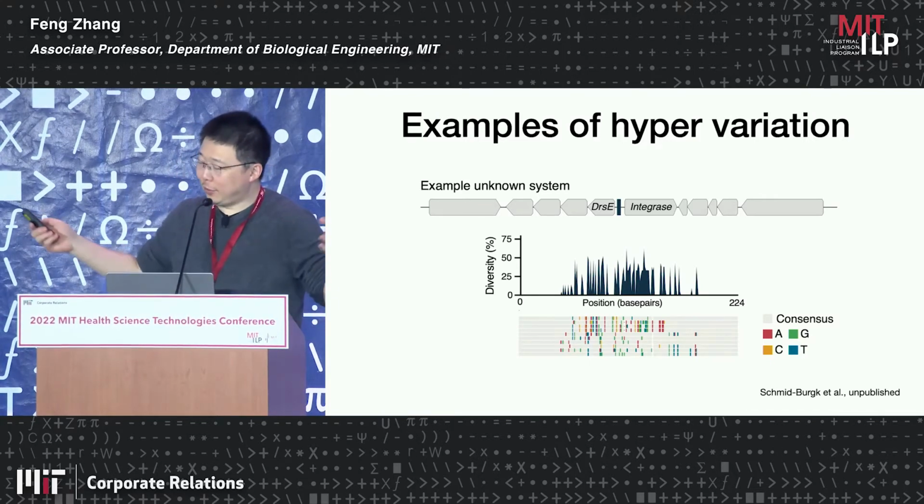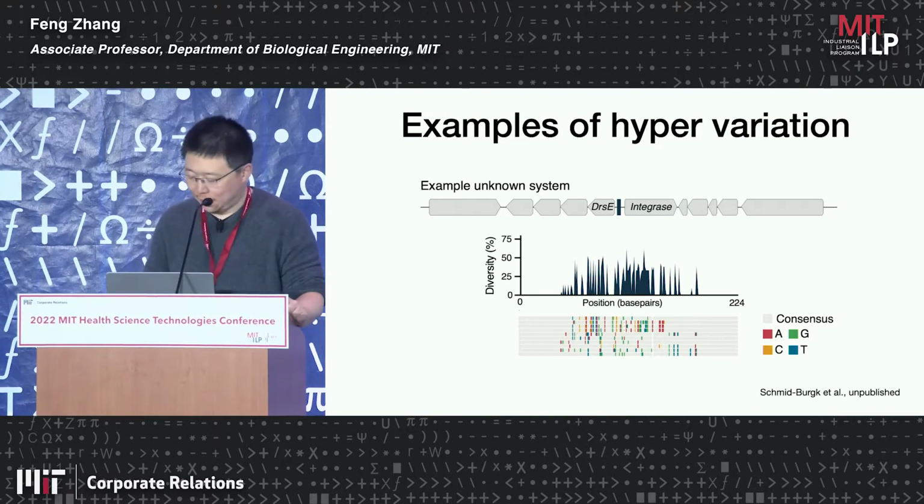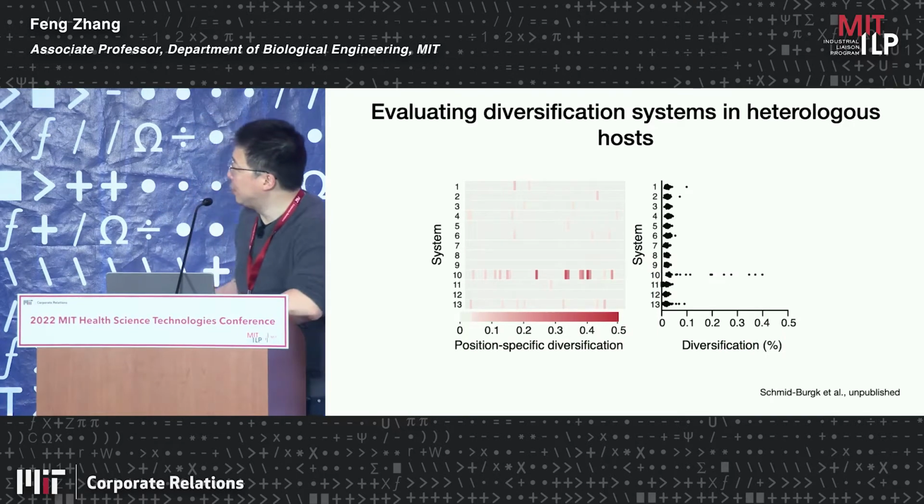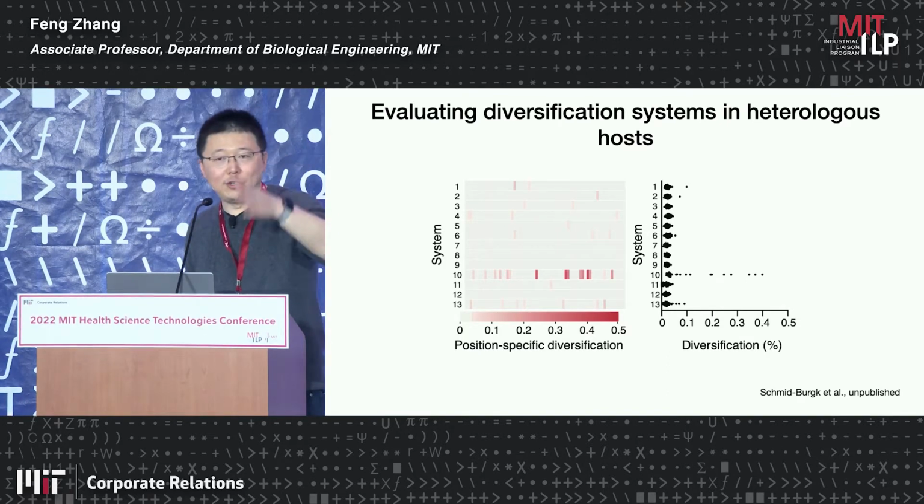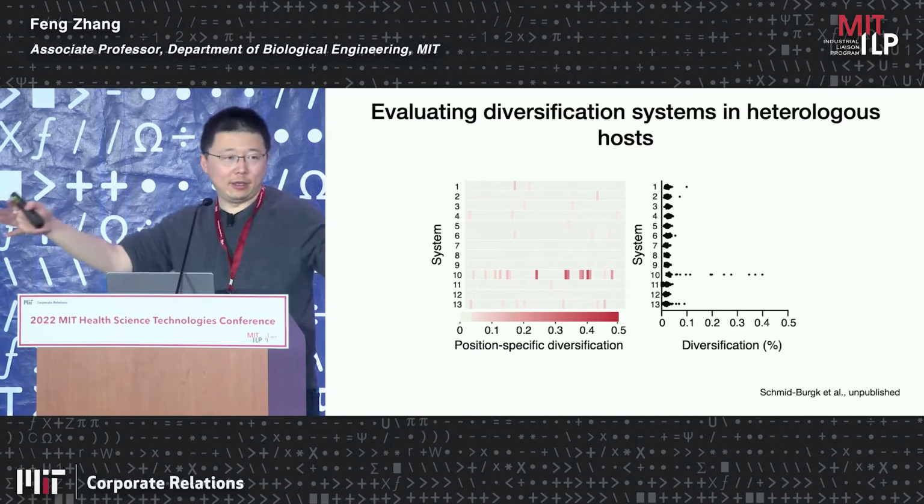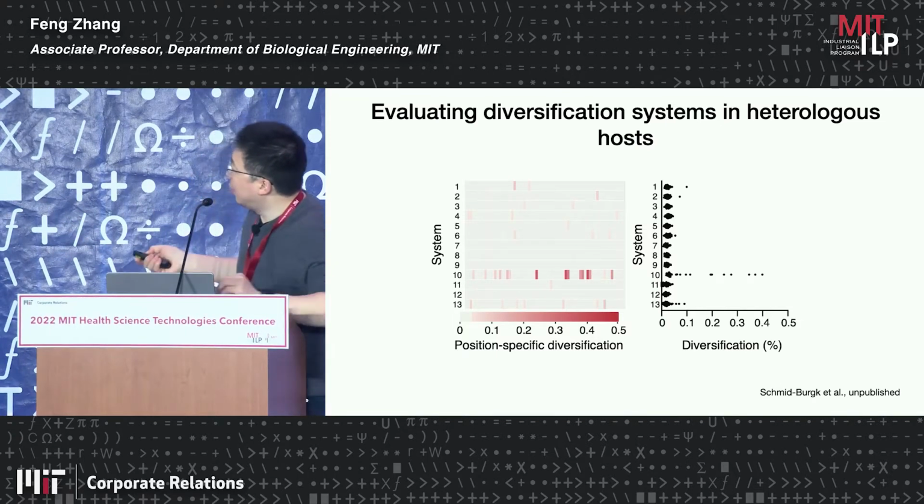So we carried out this computational study, and we identified a number of different systems. We picked the top 13 systems that show this type of rapid divergence within flanking conserved sequences, and we put them into E.